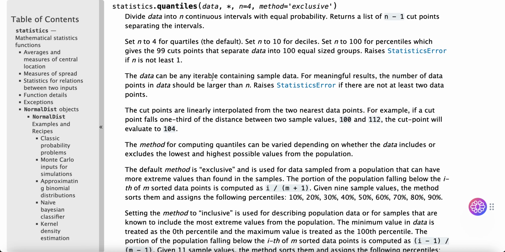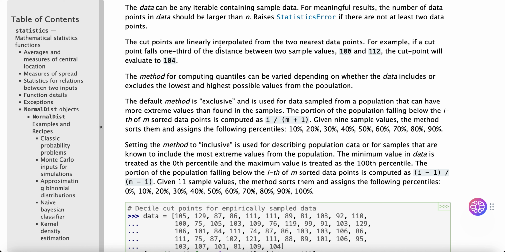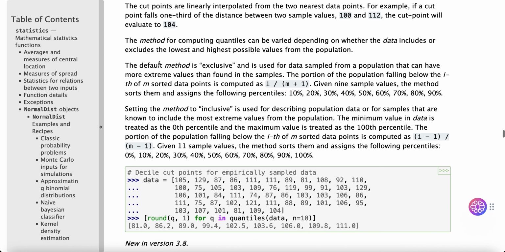The data can be any iterable containing sample data. For meaningful results, the number of data points in data should be larger than n. Raises StatisticsError if there are not at least two data points. The cut points are linearly interpolated from the two nearest data points. For example, if a cut point falls one third of the distance between two sample values, 100 and 112, the cut point will evaluate to 104.